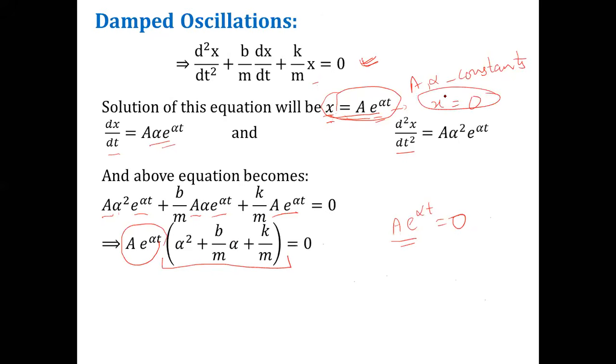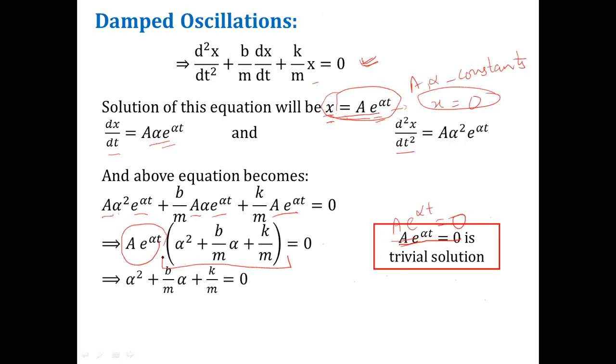If your x is permanently equal to 0, then how is oscillation possible, right? Only if your x is some finite number will you have oscillation. X is equal to 0 corresponds to your equilibrium position, right? So you cannot have this condition possible. The second possibility is that the term within brackets is equal to 0. If that is equal to 0, this means that alpha square plus b over m multiplied by alpha plus k over m is equal to 0.